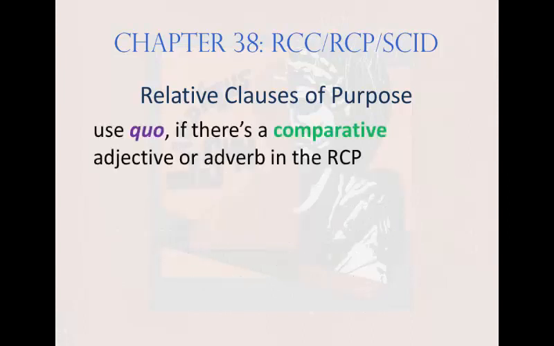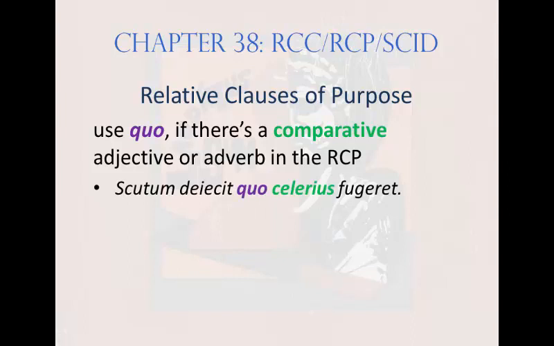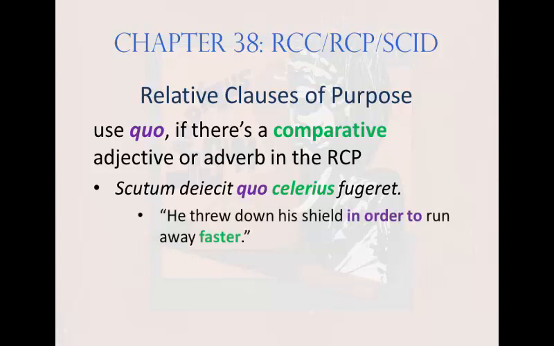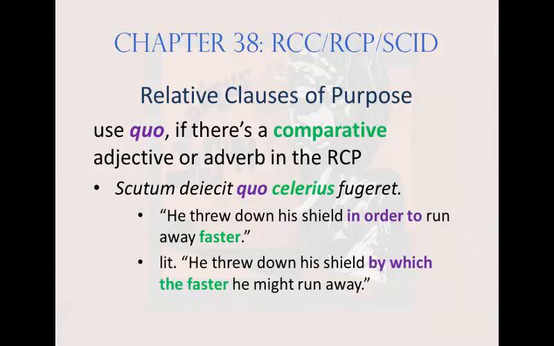One minor point, if an RCP has a comparative form in it, Latin uses quo, as in scutum dejecit quo celerius fugeret, meaning he threw down his shield in order to run away faster. Literally, by which the faster he might run away.